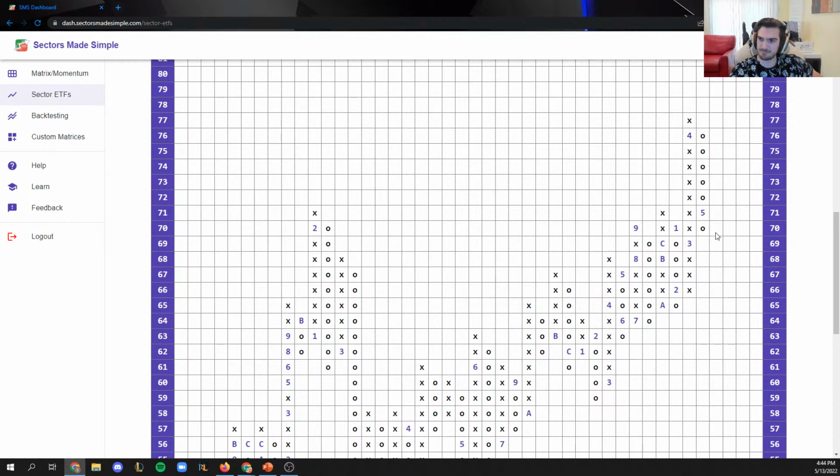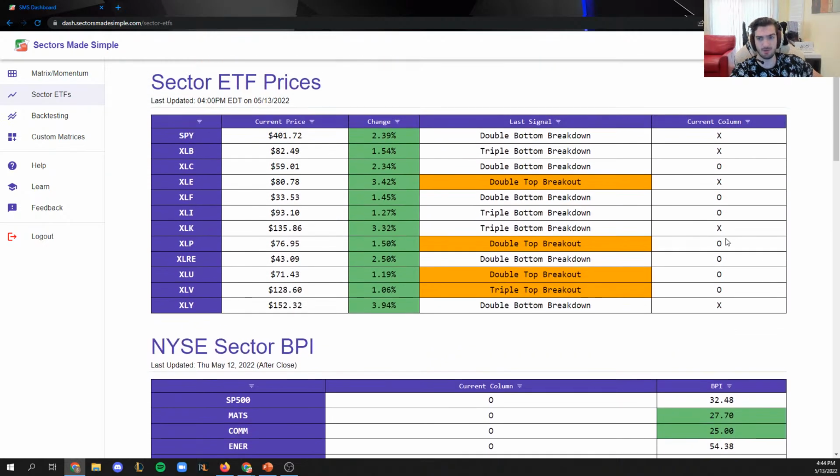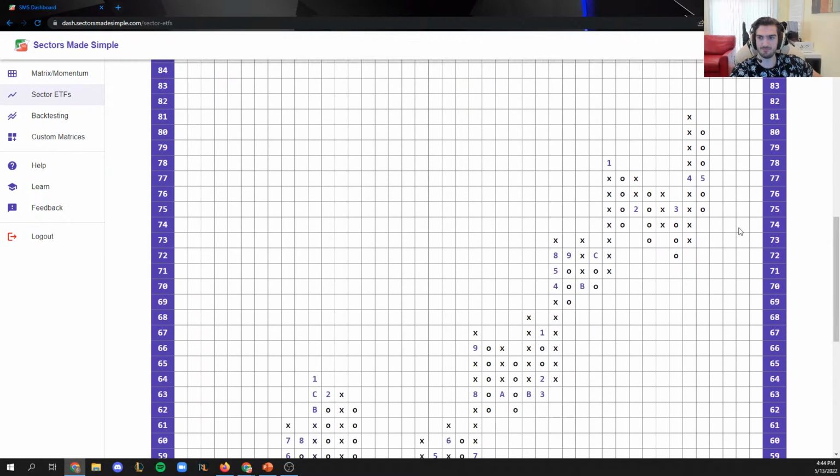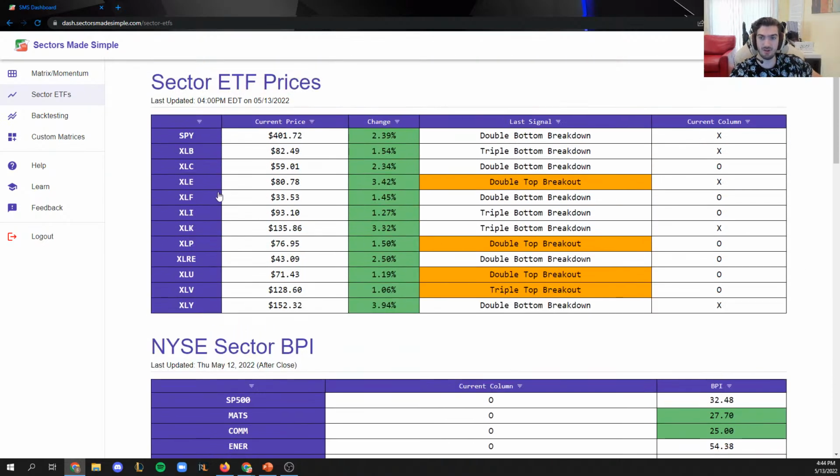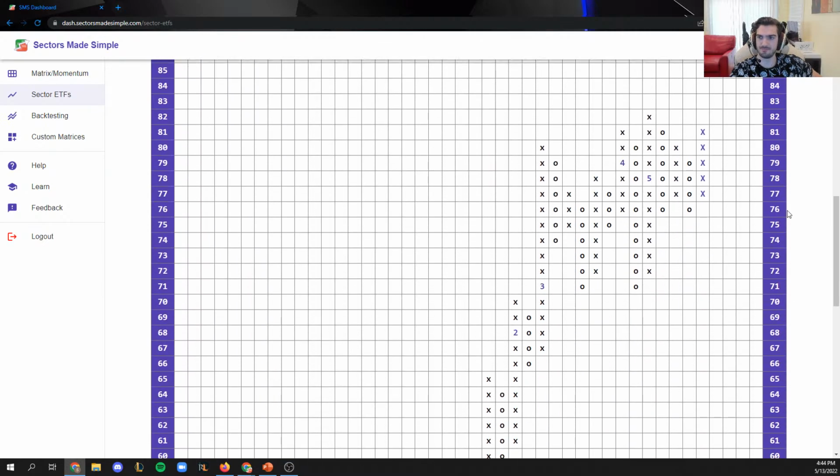Utilities. Utilities. Breakout back in March. Okay, maybe not our buy and hold. Staples. Okay, column of O's, buy signal was back in April. Again, not my cup of tea. Energy. Purple boxes means that happened today. Energy went on a buy signal today.